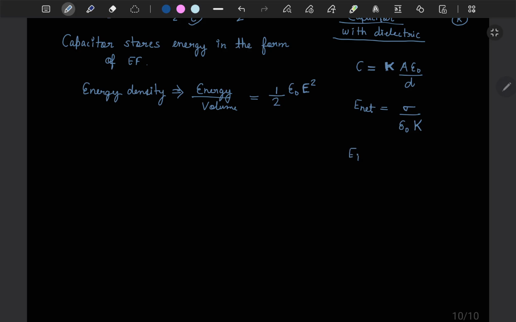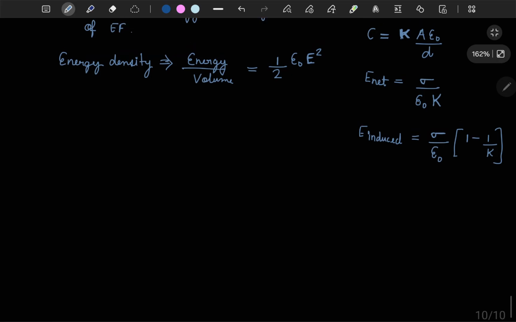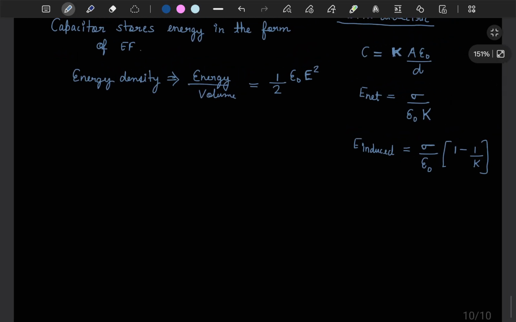Talk about induced electric field. Because of inserting the dielectric, the electric field will get induced: sigma by epsilon naught into 1 minus 1 by K. This is the formula you have to remember. Now talk about inserting dielectric in capacitor without battery.